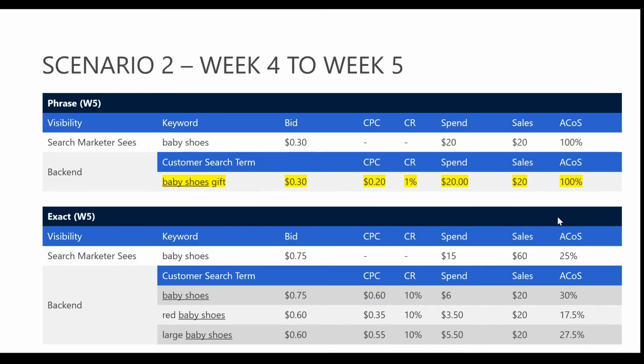The search marketer becomes more aggressive, seeing that 100% ACoS, and they decrease their bid to 30 cents. Still, their bid is higher than the cost per click, so they're still serving for that customer search term, baby shoes gifts. But because we're not manipulating these variables and they're still within the threshold, we continue to get these sales.